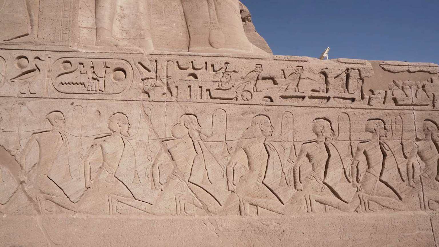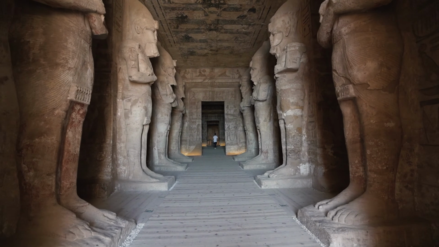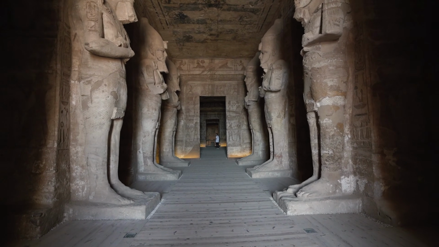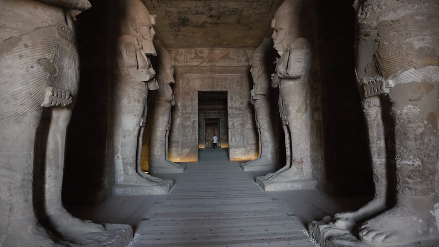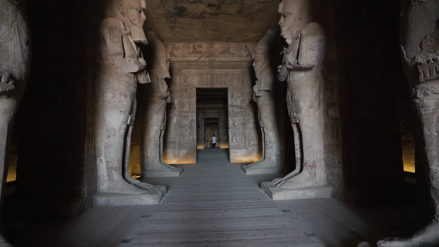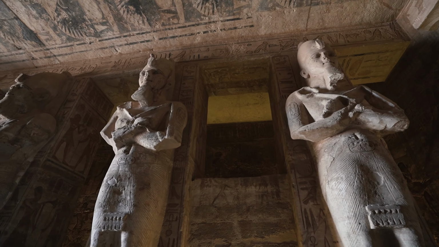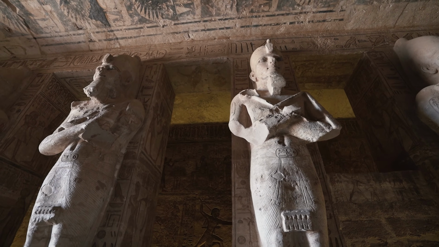Now we're going to go to the inside part of the temple, the main hall. The inner part of the temple has the same triangular layout that most ancient Egyptian temples follow, with rooms decreasing in size from the entrance to the sanctuary. The main hall, which is the one you're looking at here, is 59 feet deep and 55 feet wide, and is supported by 8 huge pillars depicting Ramses as a god.